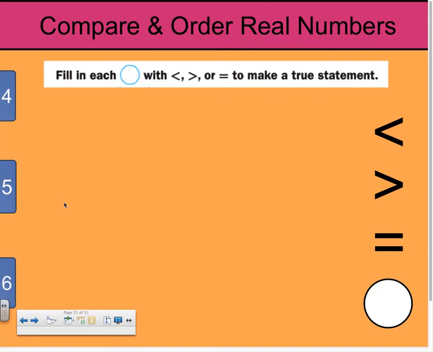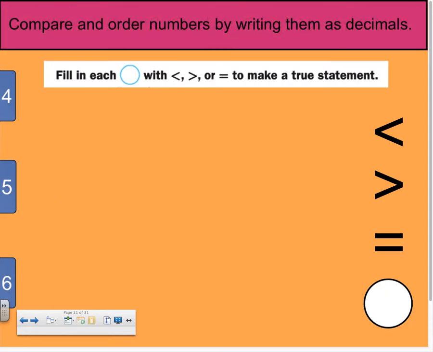We have been reminded about the different subsets of real numbers. Now our goal is to be able to compare and order these real numbers. The best way to do that is to make sure the numbers are all written in the same format. So when we compare and order numbers, we want to do that by writing them as decimals. So this would be key. Write them as decimals. And if they're both written as decimals, then they're going to be very easy to compare.